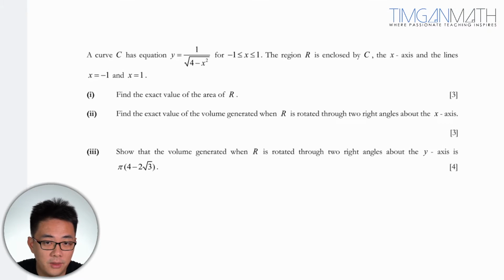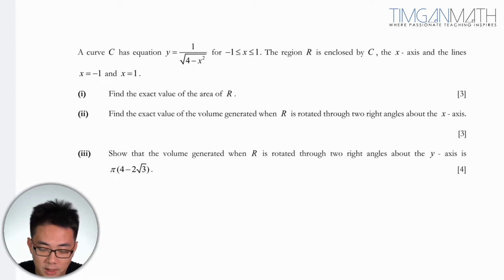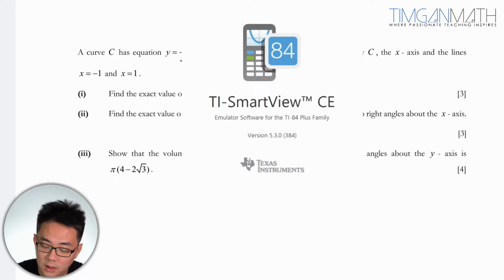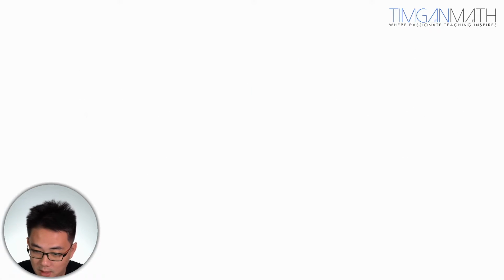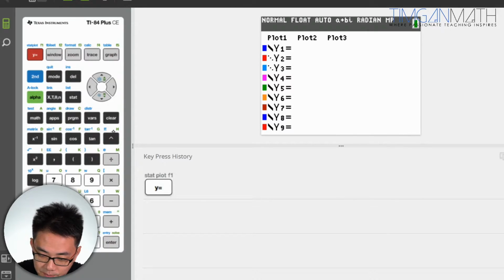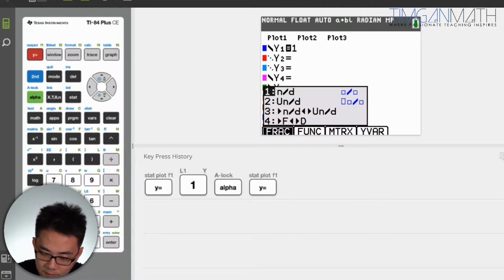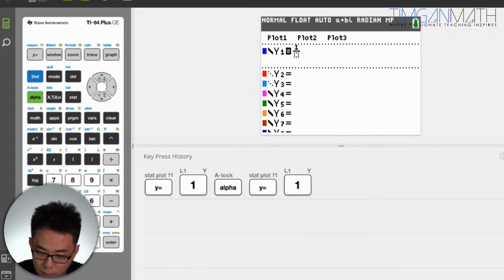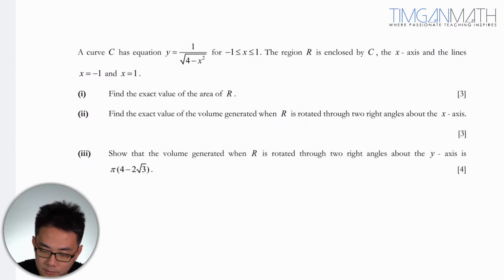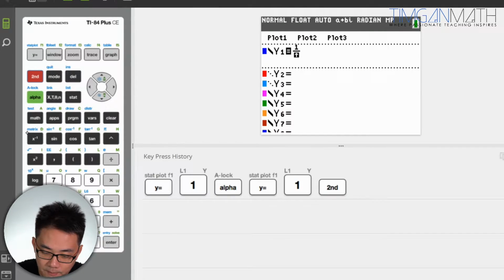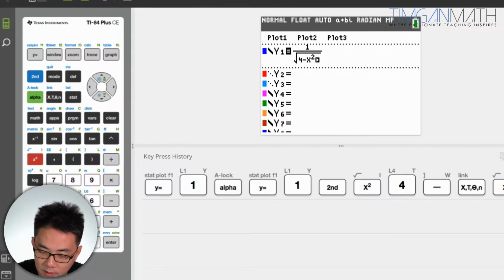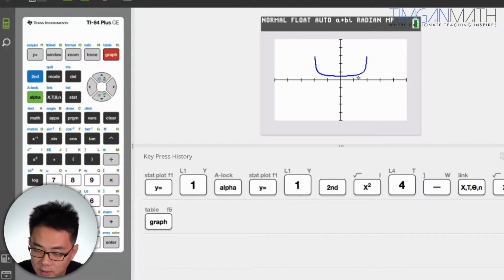Okay, the first thing I think we could do is just try and figure out how the graph looks like. You could just key in -1 to 1 first. So in this case, this will be 1 over square root 4 minus x squared. Then you just graph it. So obviously you just want the range here, -1 to 1. So it looks like that.